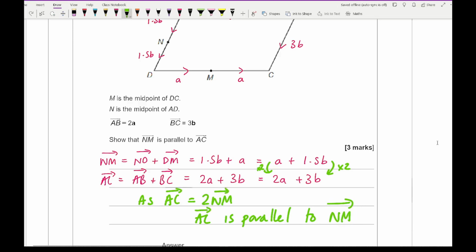And there we go. Now, if you do forget the arrows, don't worry too much. As long as your letters are in the correct order, like your first letter is where you start at, second letter is where you end at, then that should be fine. But it is very good practice to try and remember to write the arrows.